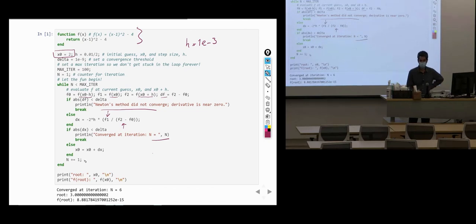Otherwise, which is most of the time, your new point, which I could write x0 plus equal dx, right? My new point is wherever I am plus delta. Now, I am using the same x0. You don't have to use your initial guess. Probably it's better not to do that.